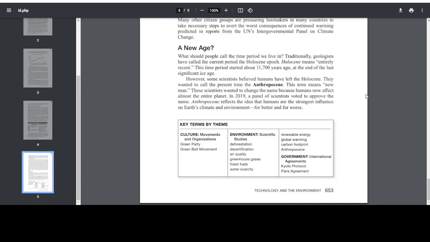Key terms by theme: culture, movements, and organizations. Green Party, Green Belt Movement. Environment scientific studies: deforestation, desertification, air quality, greenhouse gases, fossil fuels, water scarcity, renewable energy, global warming, carbon footprint, Anthropocene. Government international agreements: Kyoto Protocol, Paris Agreement.